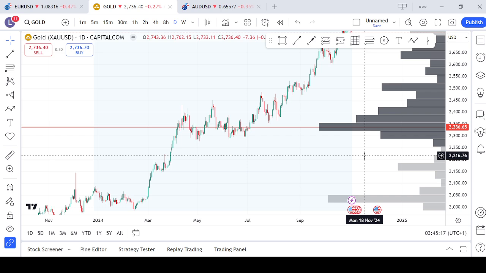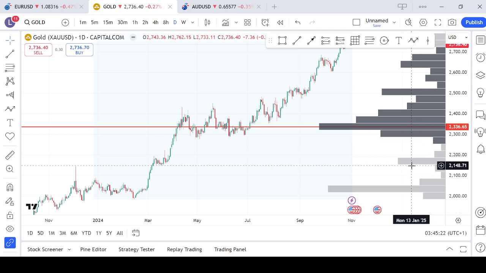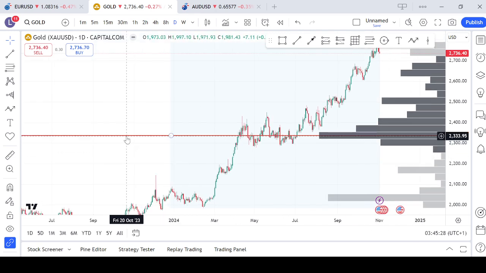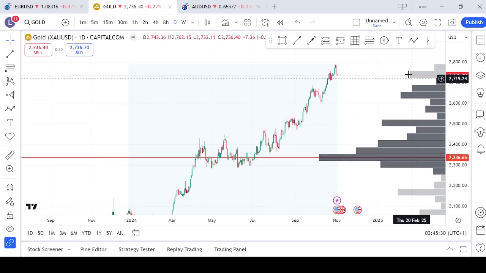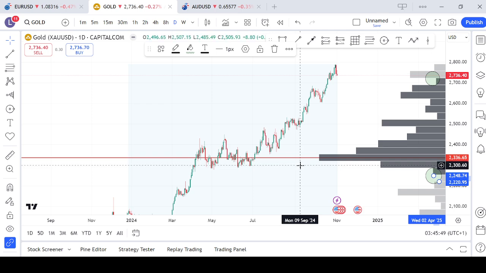So the volume profile consists of three main components: the point of control, the value area high, and the value area low. Point of control is this red line, and the value area high is this high here where the shading stopped, and the value area low is right there. The point of control represents the price level where the highest trading volume occurred, making it a crucial reference point for future price movements.